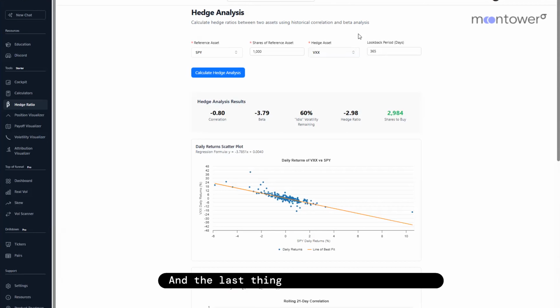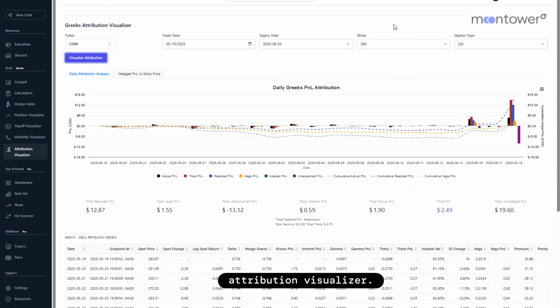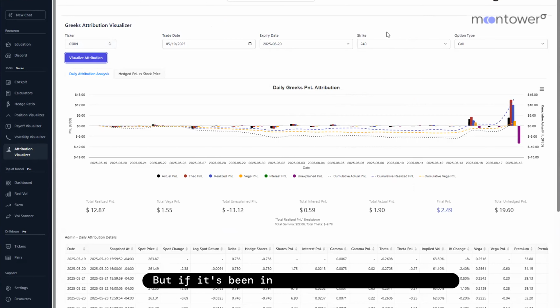And the last thing for new features that I wanted to talk about, new tools, was the Attribution Visualizer. I think there's a really fun example that just happened in the market, which demonstrates what's going on here. Coinbase has been in the news, and it got added to the S&P, and then there's this GENIUS bill that came out that's been bullish for Coin.